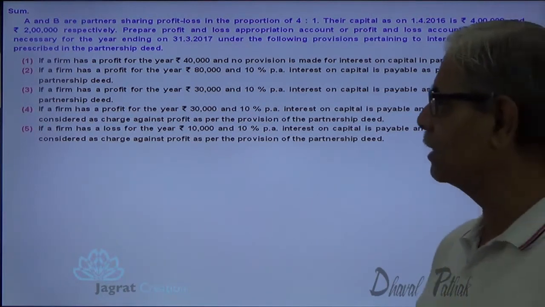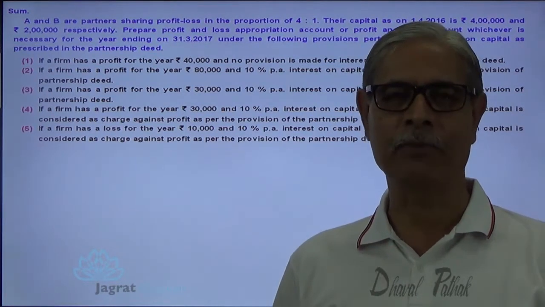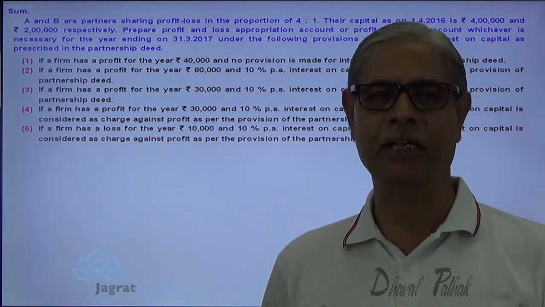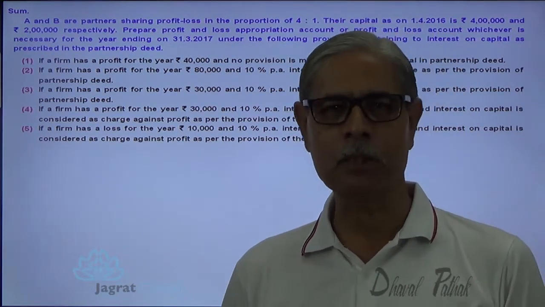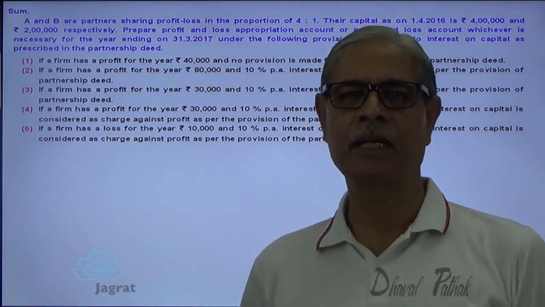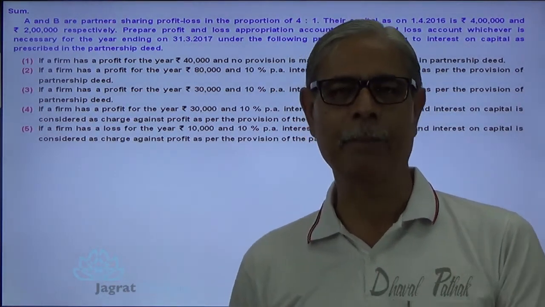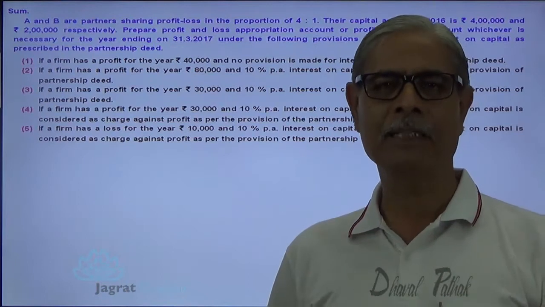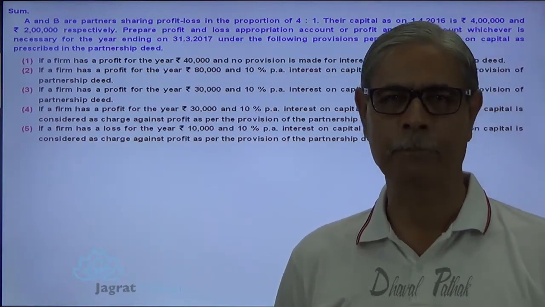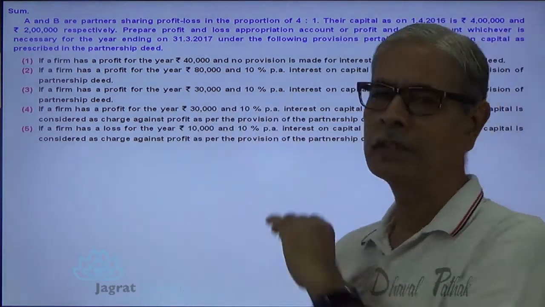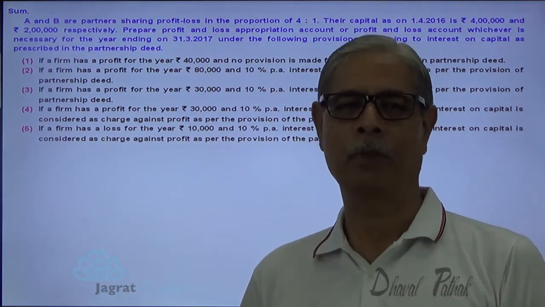If the firm has a profit of 80,000 and 10% interest on capital is payable as per the provisions of the partnership deed, so profit is 80,000. Interest on capital is to be paid at the rate of 10%. So after making payment of interest on capital at the rate of 10%, whatever profit is left thereafter will be distributed amongst partners in the ratio of agreement, that is 4:1. So out of profit, in priority, interest on capital is to be paid as agreed by the partners, and whatever profit is left will be distributed amongst partners in the ratio of profit sharing. So here the interest on capital is also a mode or a type of appropriation of profit.